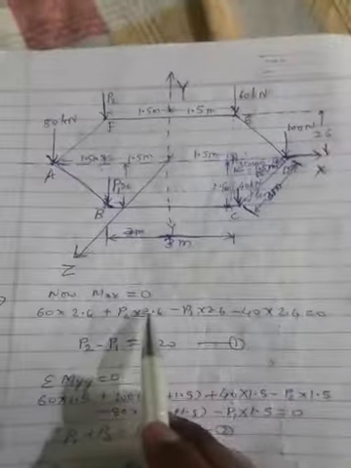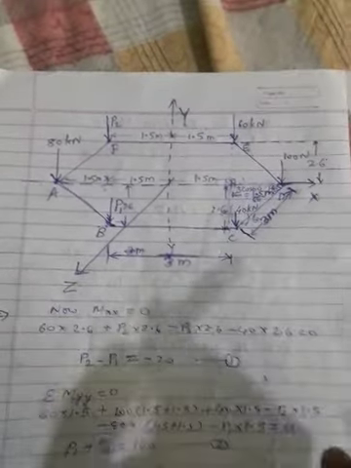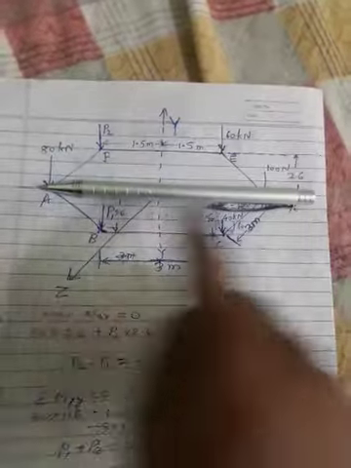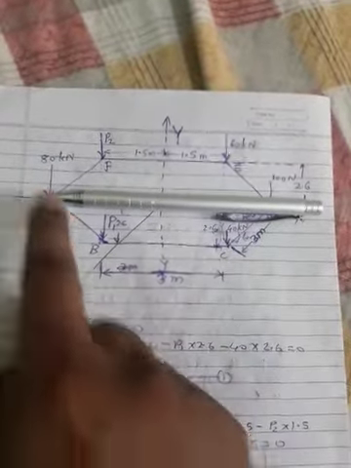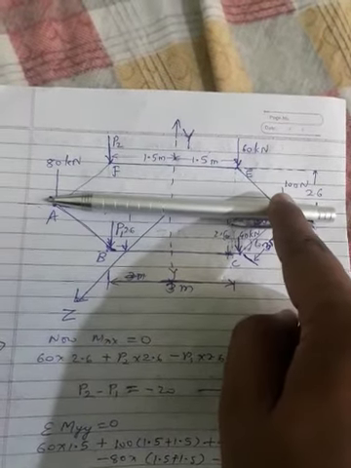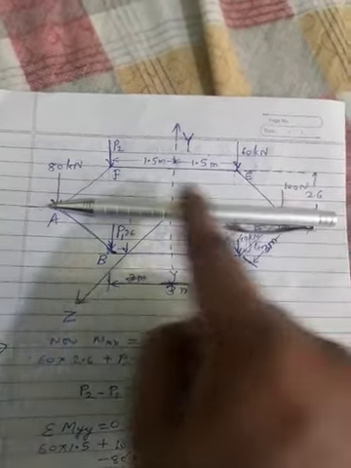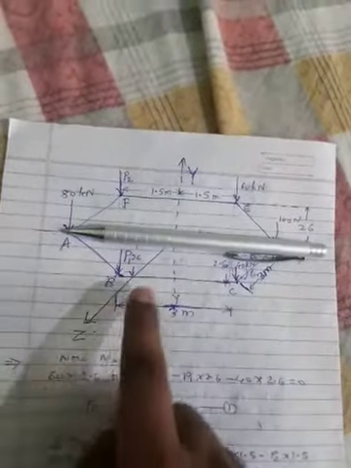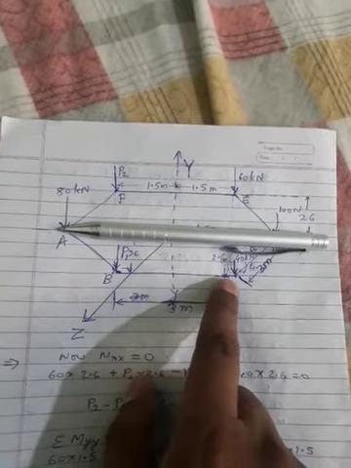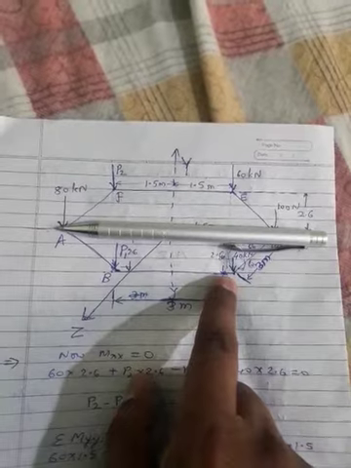Now I am taking moment about the x axis. This is my x axis. I am taking the moments of all forces about this x axis. You can see this 80 Newton and this 100 Newton pass through the x axis, so their moment will be 0. Now you see the arrows of this P2 and 60. About the x axis they will rotate in the clockwise direction, but about the x axis this P1 and this 40 kN force will rotate in the anti-clockwise direction.